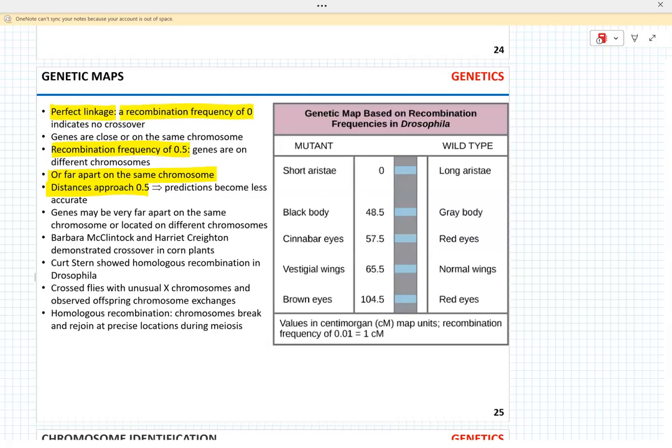So the crossover was demonstrated in corn plants by Barbara McClintock and Harriet Creighton. Later, Curt Stern showed that there is a homologous recombination, crossing over, in Drosophila melanogaster. So he crossed flies with unusual X chromosomes and recorded the chromosomal exchanges in the offspring. So essentially, what is a homologous recombination? Homologous recombination, just to understand, is the process in which chromosomes break and rejoin in precise locations.